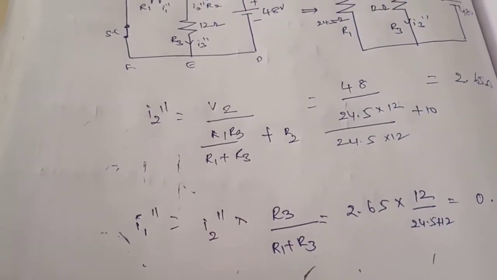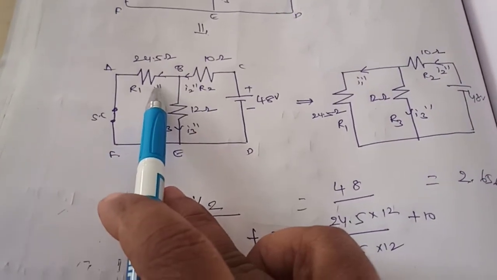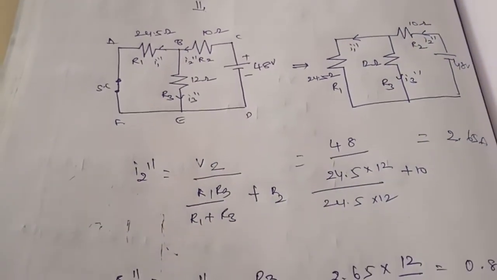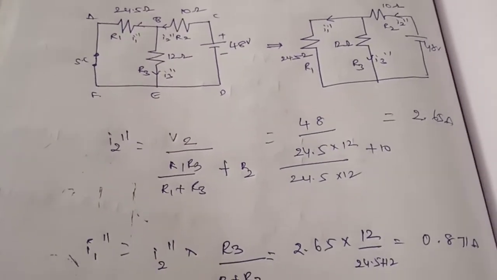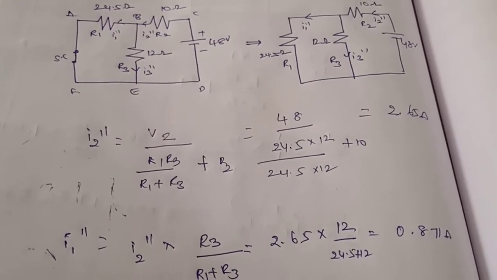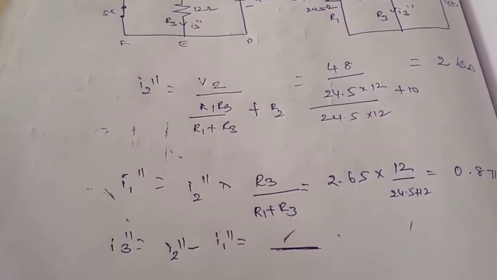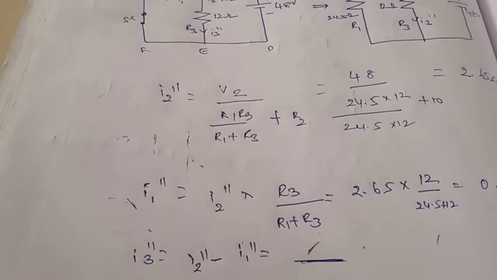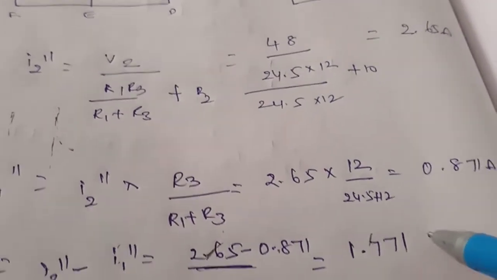Now find out I3 double dash. So what is I3 double dash? One current is entering and one current is leaving. So entering current is I2 double dash minus I1 double dash. If you solve that, you will get it as some value. That value you just write it down. So you got I3 dash also. So if you solve that, you got 1.717 amperes.